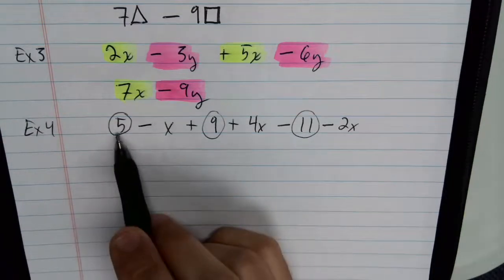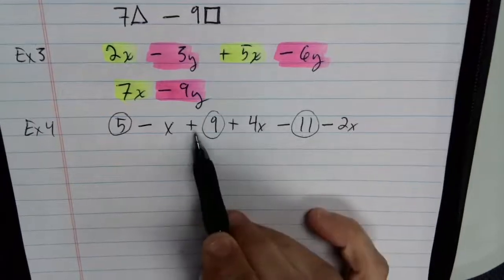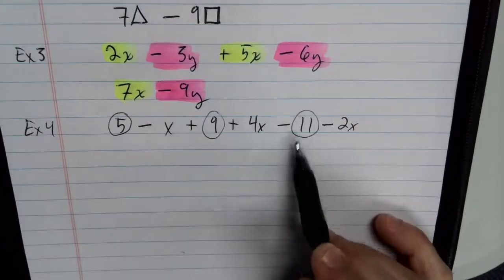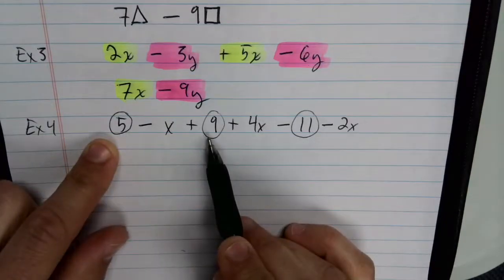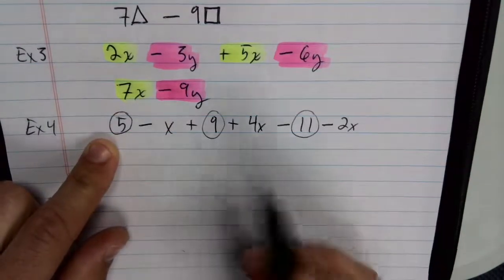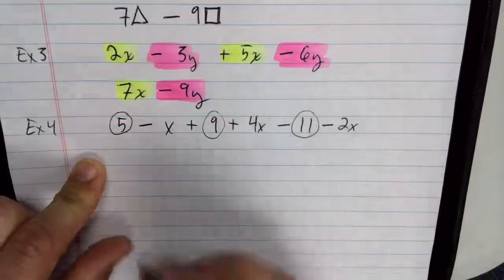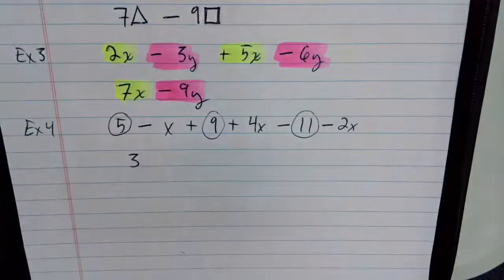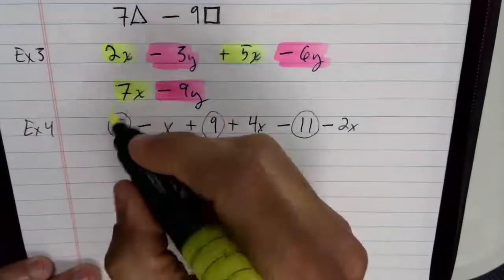So I have 5, 9, and 11, but the 9 is positive, the 5 is positive, the 11 is negative. So I'm going to think 5 plus 9, 14, minus 11, 3. I have combined the constants.